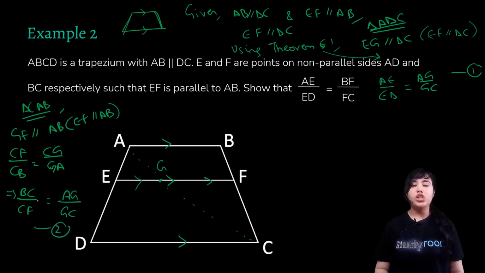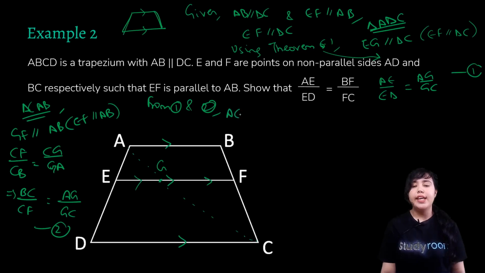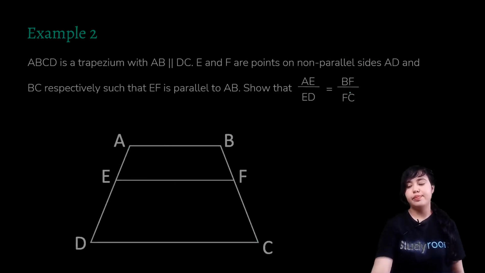Mark this equation number 2. Now if you look at equations 1 and 2 and you equate them, because you see AG upon GC is common, so I can say that AE upon ED is equal to BF upon CF, which is exactly what we had to prove, so hence proved.